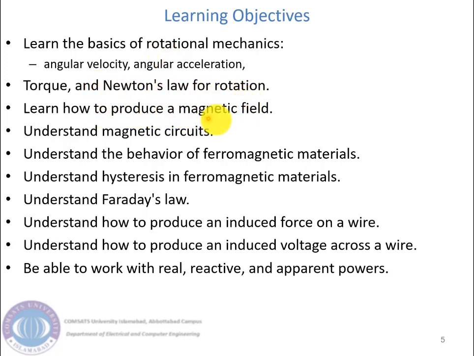Learn how to produce a magnetic field, understand magnetic circuits, understand the behavior of ferromagnetic materials, understand hysteresis in ferromagnetic materials, understand Faraday's law, understand how to produce an induced force on a wire, understand how to produce an induced voltage across a wire, and be able to work with real, reactive and apparent powers. Because this is the introductory chapter, I hope that most of the things you already have learned in your basic courses, but we will go through them one by one.